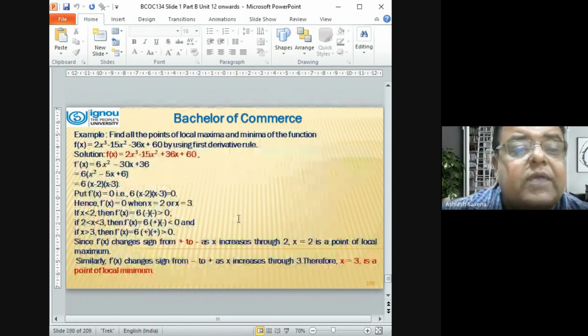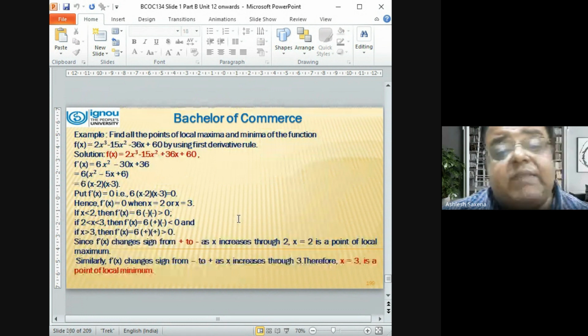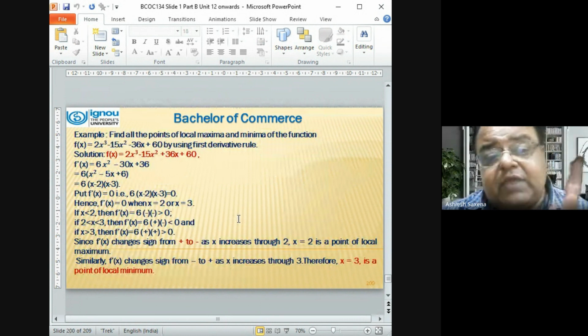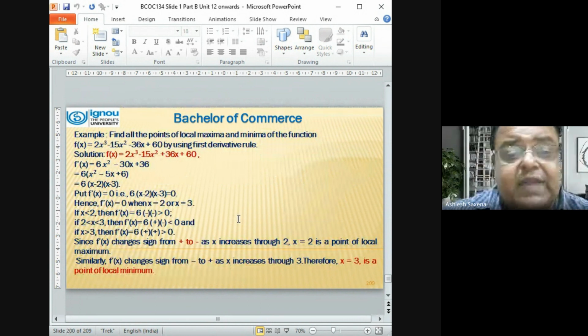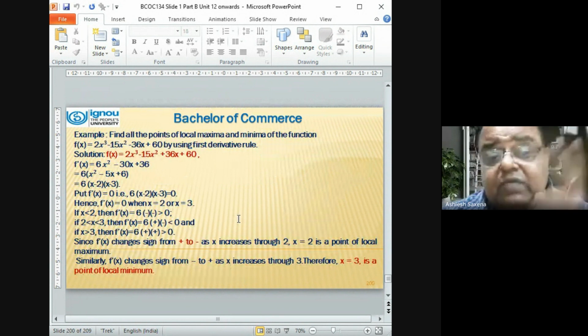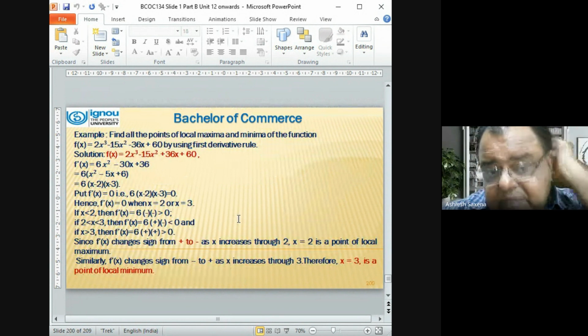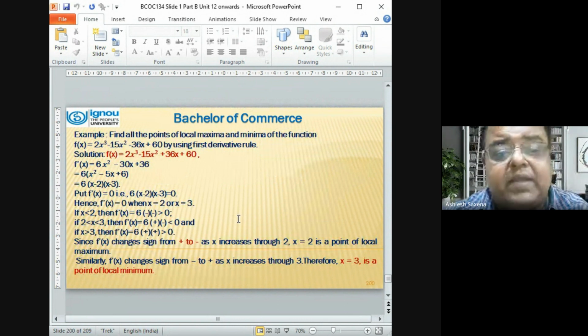Now we have to calculate the local maxima and minima of the function. First of all, we have to find the first derivative and equate it to 0. You will get two values, 2 and 3. Select any value of x less than 2 and see the sign of the result. Here you will get plus, and for any number between 2 and 3 you will get negative, and for any number greater than 3 you will get positive.